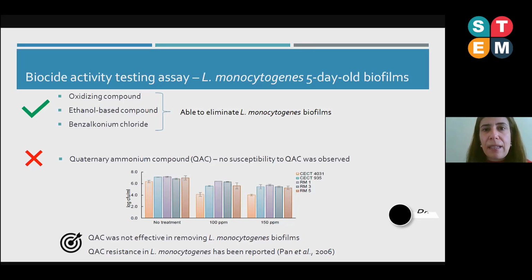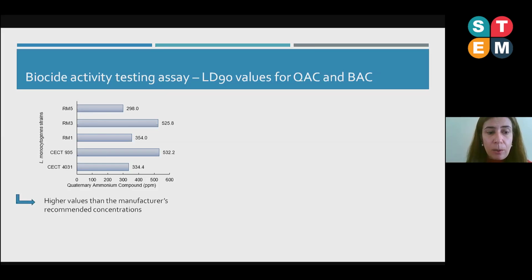As for the biocide activity testing assay, our biofilms were susceptible to the oxidizing compound, to the ethanol-based compound, and also to benzalkonium chloride within the tested concentration range with 5 minutes of contact. But for the biofilms we developed in vitro, they were not susceptible to quaternary ammonium compounds, even when exposed to 150 parts per million. Some strains presented less than 50% of reduction. So, quaternary ammonium compound was needed in higher concentrations than the ones that are commercially recommended by these biocides manufacturers.